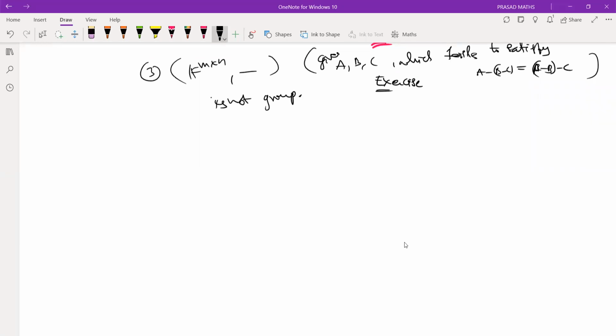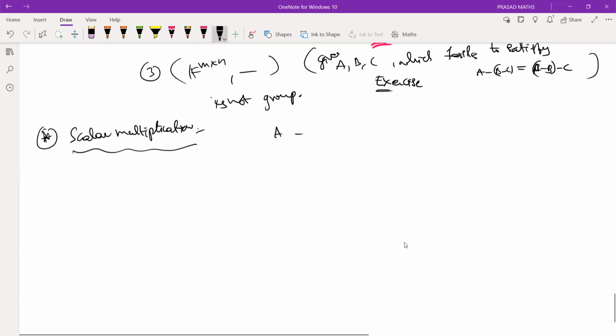Right? Next is, so if it is not a group, it is not useful. Right? Next is scalar multiplication. So what is scalar multiplication? Suppose you take any matrix of order m by n. Right? K is any scalar. You can take any scalar from a field F.